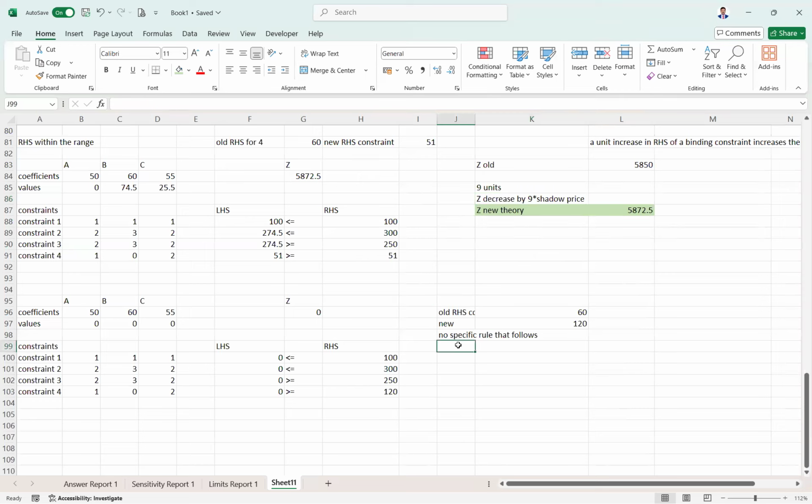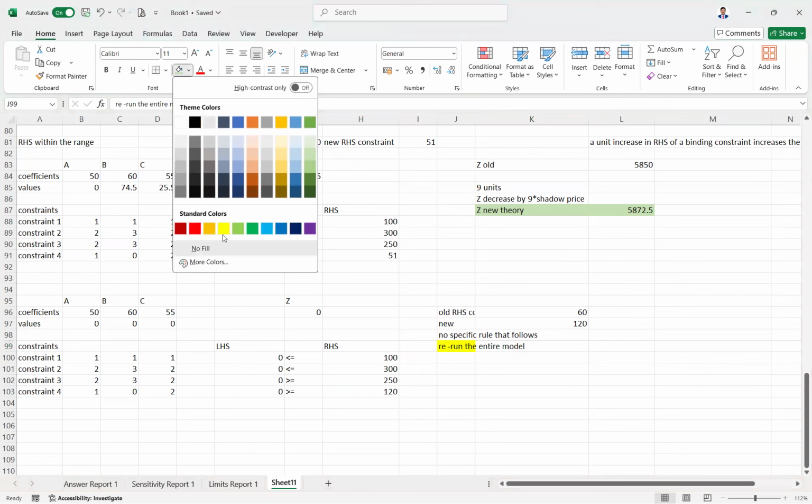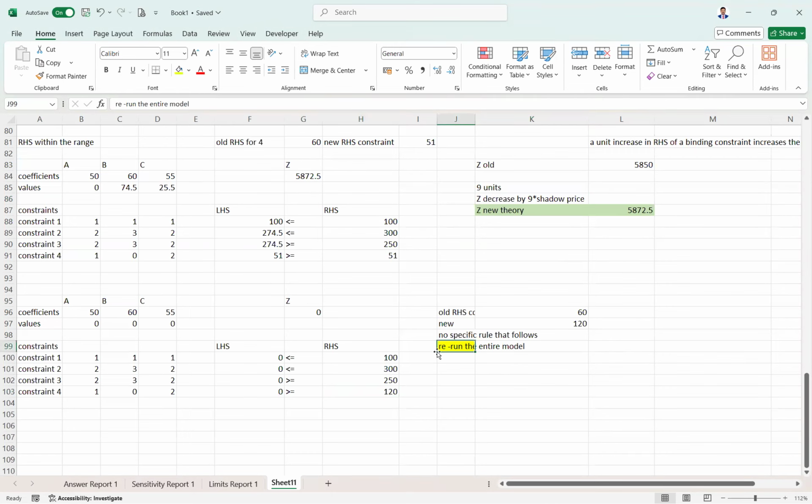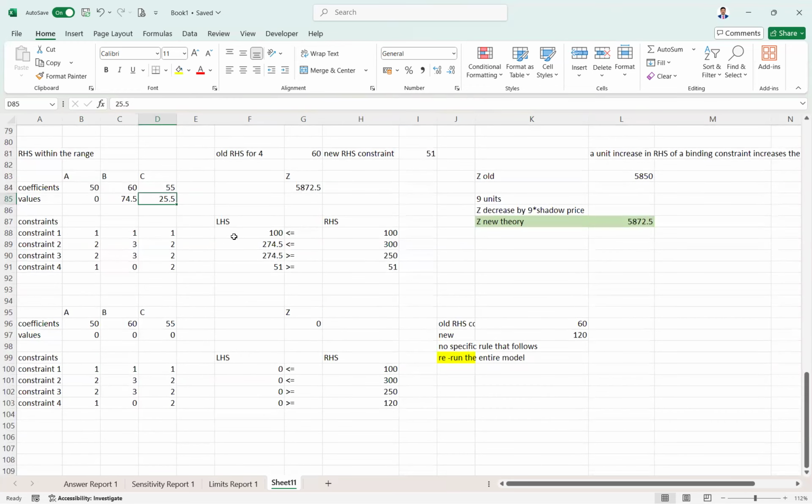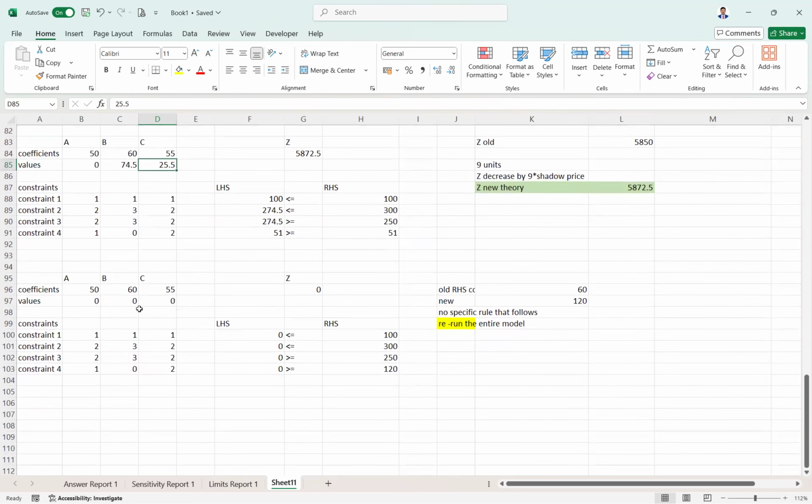In such a case, what should we do? Rerun the entire model. This is the solution. We have to rerun the entire model. Rerun means, as we are checking the models for every case, that is nothing but rerunning the model. Every time we are generating the optimal solutions, which means you are rerunning the model. Got it. That is the case. So we are rerunning here and checking what happens.